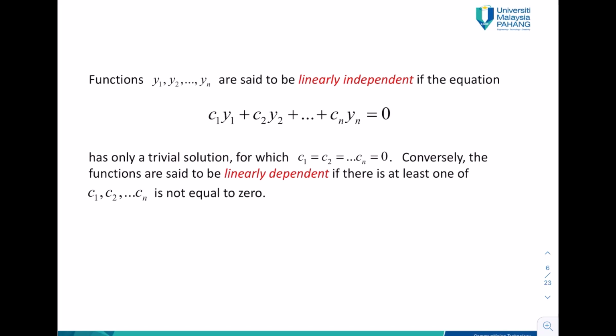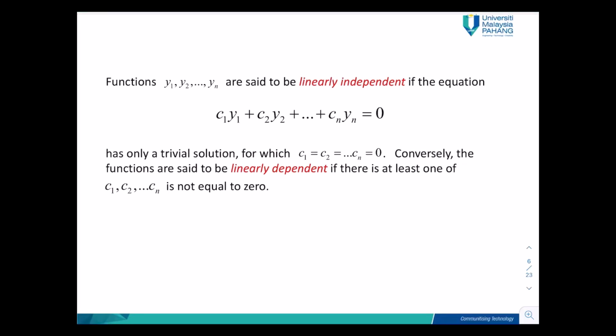Functions y1, y2, y3 until yn are said to be linearly independent if the equation c1 times y1 plus c2 times y2 plus until cn times yn equals 0 has only a trivial solution, for which c1 equals c2 equals every single c in the equation equals 0. Conversely, the functions are said to be linearly dependent if at least one of c1, c2 until cn is not equal to 0.